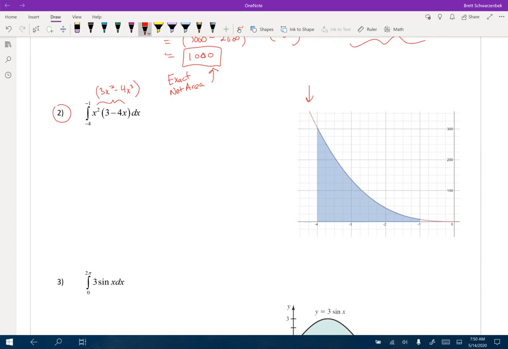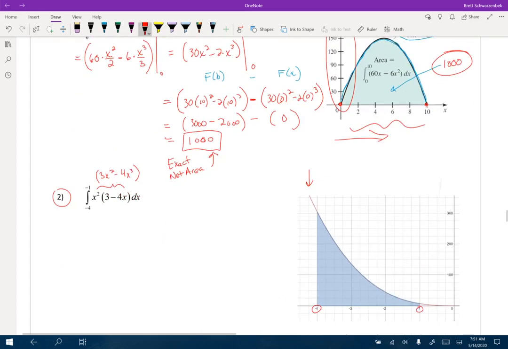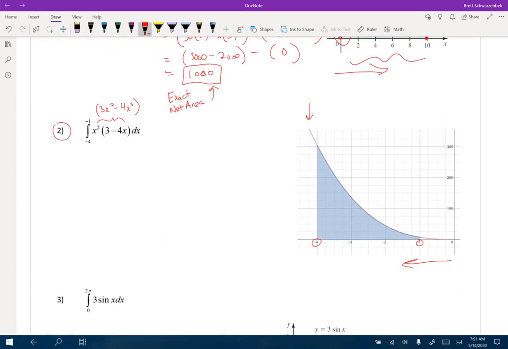And our goal is once again to find the area under this curve from -4 to -1. Worth noting that this was on the right side of the axis, whereas this is on the left side of the axis. So let's see if that actually changes our answer. Okay, so again, what's the next step in the process? We need to find the antiderivative of the function.